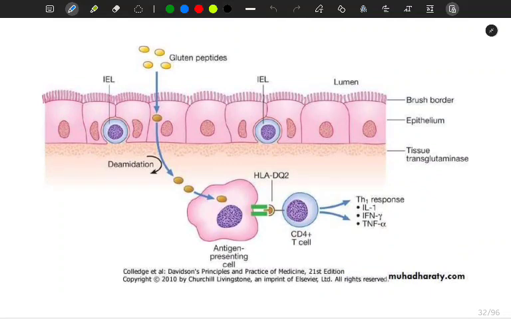Whenever they eat anything that contains gluten, next time, because of the memory cells, antibody will be released. And inflammation, more recruitment of cells, and then you will go into a vicious cycle. Any questions? Next.